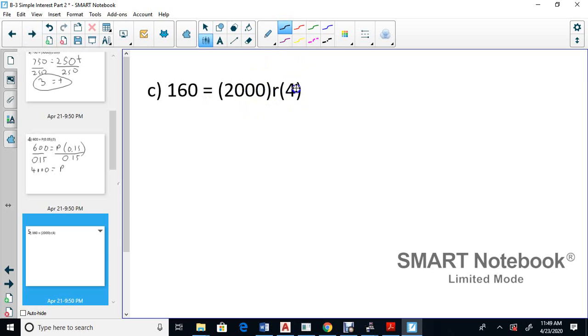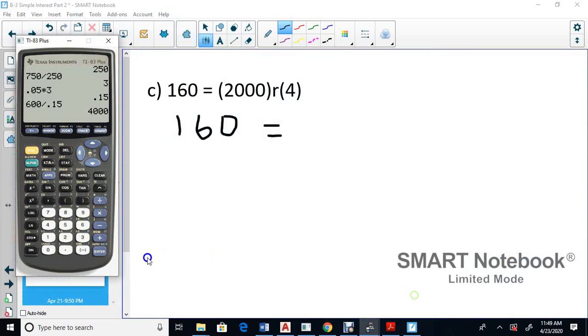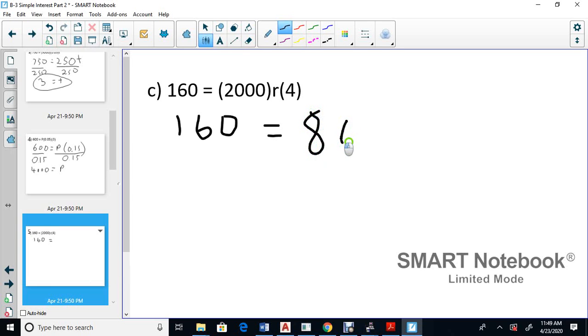You're still going to multiply the 4 times the 2. So here we're still going to go to our calculator. We're still going to multiply 2,000 times 4,000. And some of you might be good at math. You know it's 2 times 4, so 2 times 4 is 8, and so you know it'll be 8,000. But you can always use a calculator, times 4, 8,000. And you write 8,000 R. Then you divide both sides by 8,000.